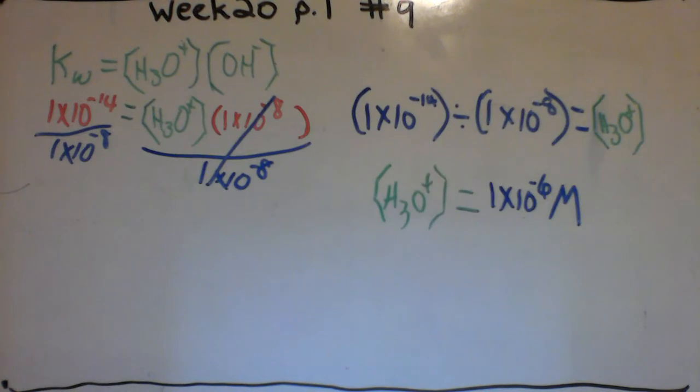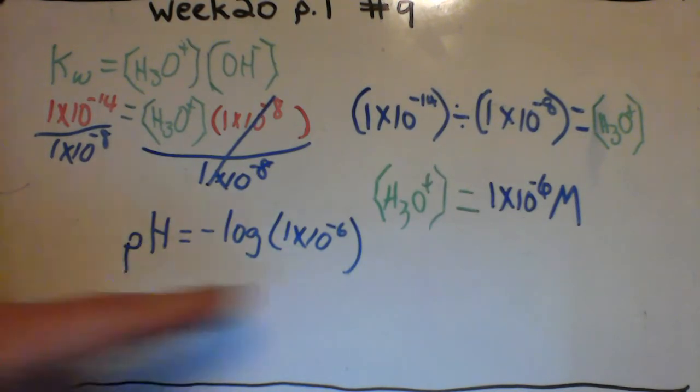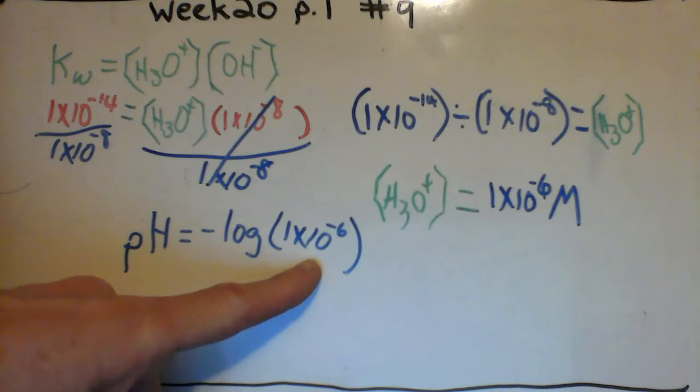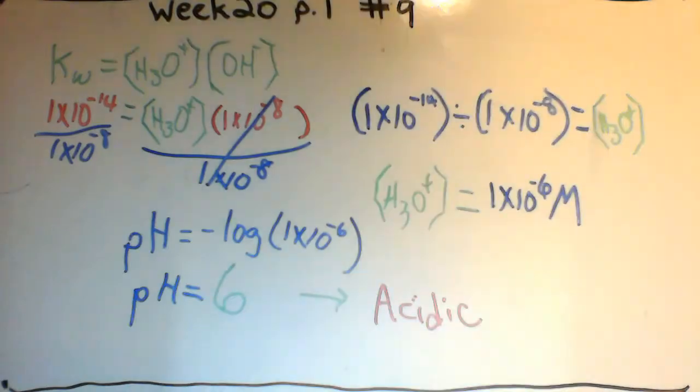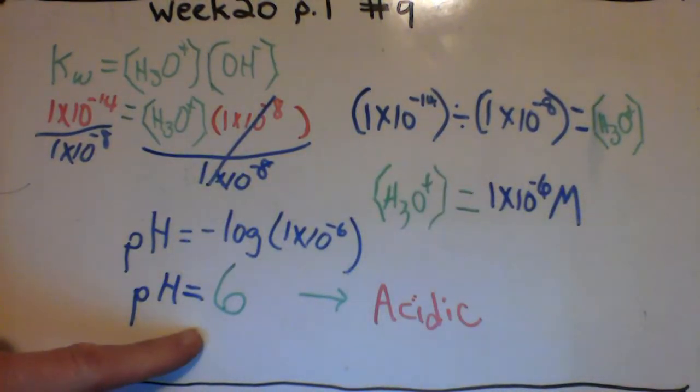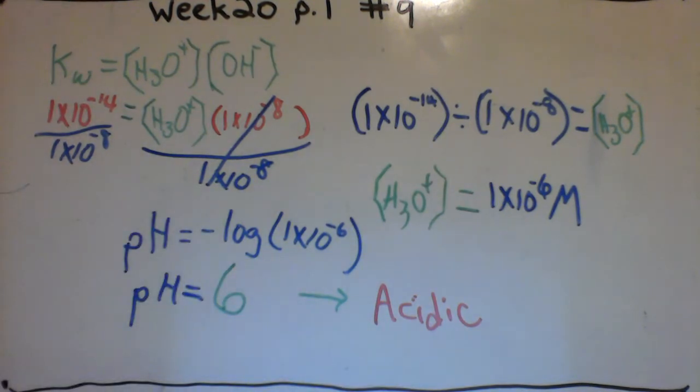Now the question asks whether it's acidic, basic, or neutral. Now, if you put the concentration of hydronium into your formula for pH, you will find out that the pH is 6. If the pH is 6, then the solution is acidic, because anything with a pH number lower than 7 is acidic.